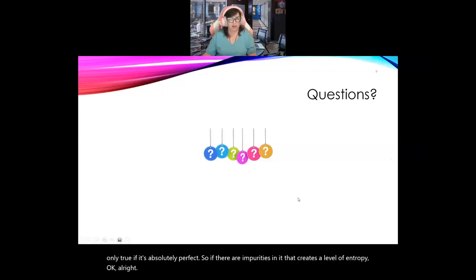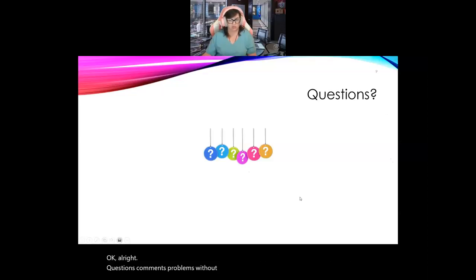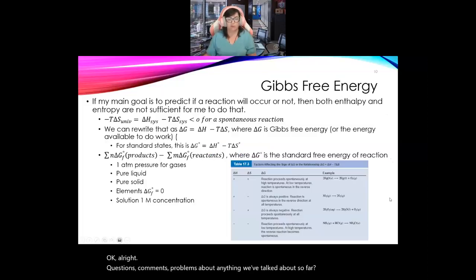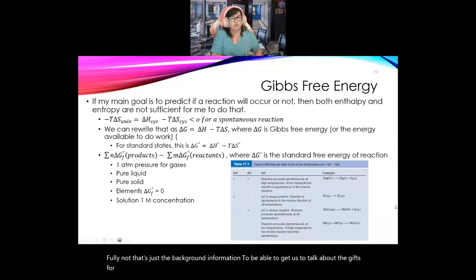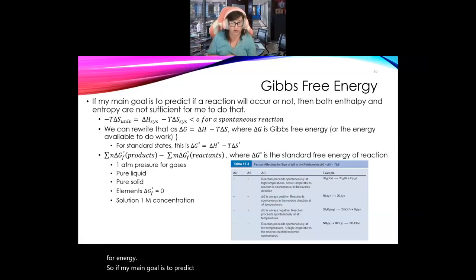Questions, comments, problems about anything we've talked about so far? Hopefully not. That's just the background information to be able to get us to talk about the Gibbs free energy. So if my main goal is to predict if a reaction will occur or not, then both enthalpy and entropy are not sufficient for me to do that.